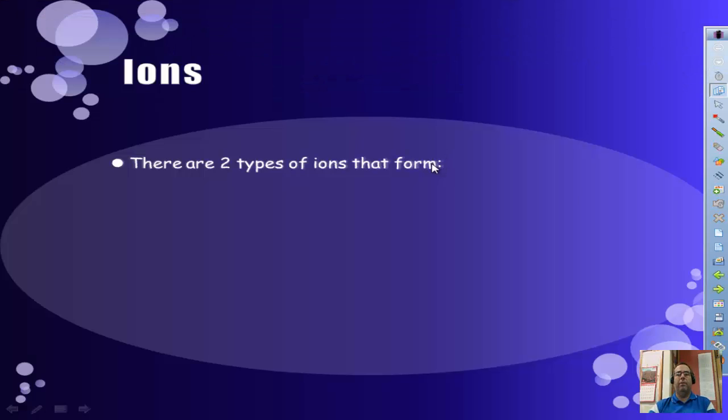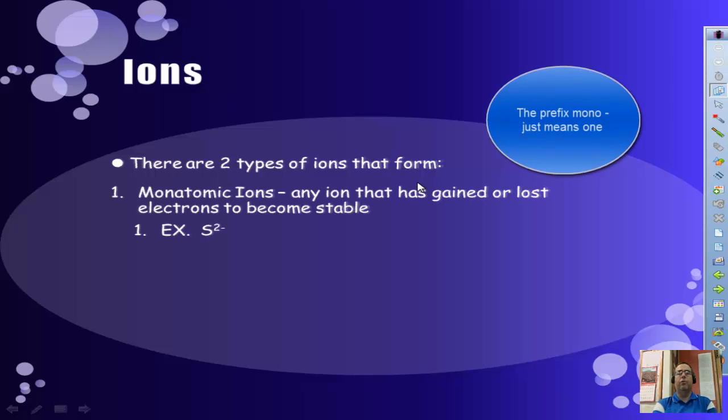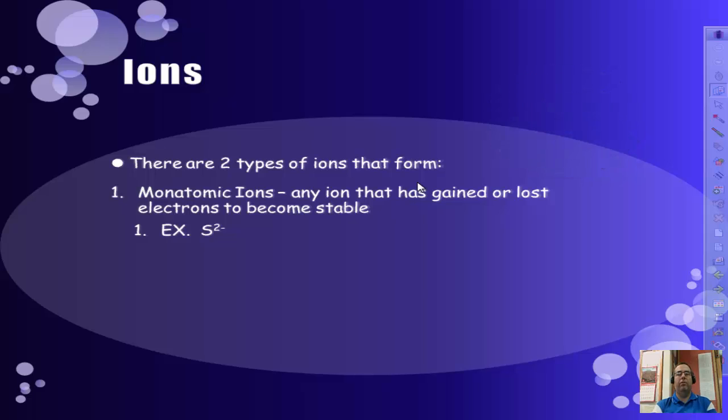Now, there are 2 types of ions that can form. The first one is going to be a monatomic ion. Just look at that prefix, mono. Mono means one, and what we're saying is it's an ion or an atom that has gained or lost electrons to become stable. A single atom. What we're doing is we're talking about an atom of sulfur. When I look here, a single atom, it's an atom that has gained 2 electrons. Gaining those 2 electrons, it has a 2- charge.